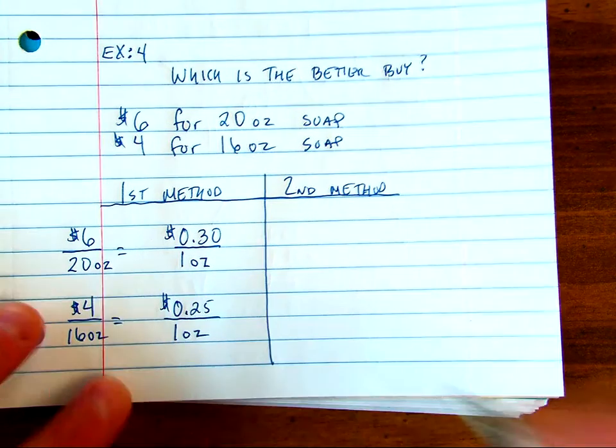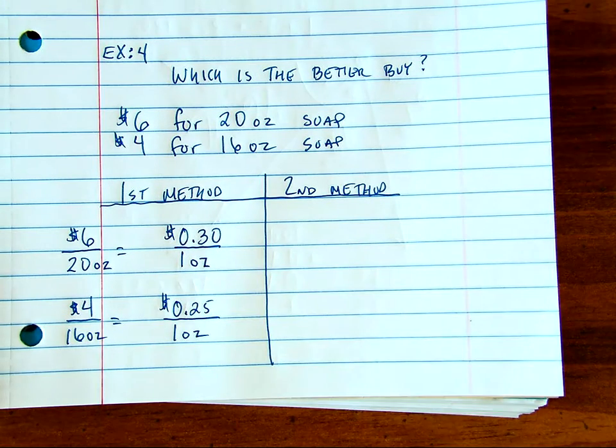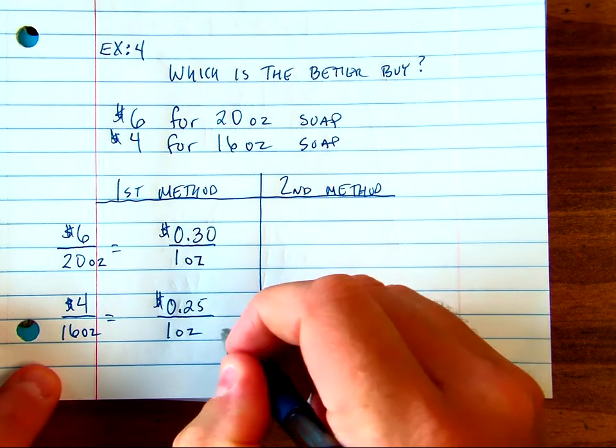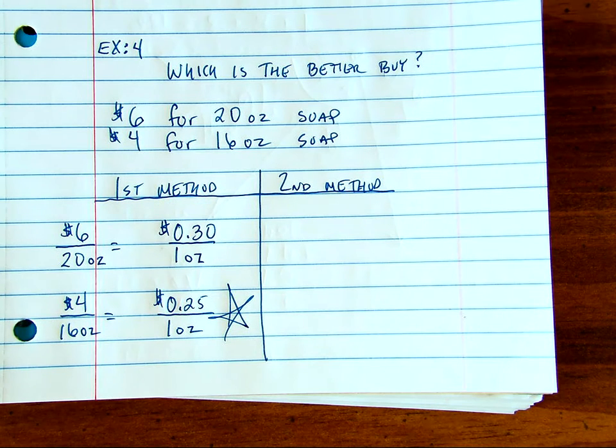So which one's the better buy? Ouch. 30 cents per ounce? Or would you rather spend 25 cents per ounce? You. 25 cents. That is correct. It's cheaper, right? I'd rather pay a quarter for 1 ounce than pay 30 cents for an ounce.